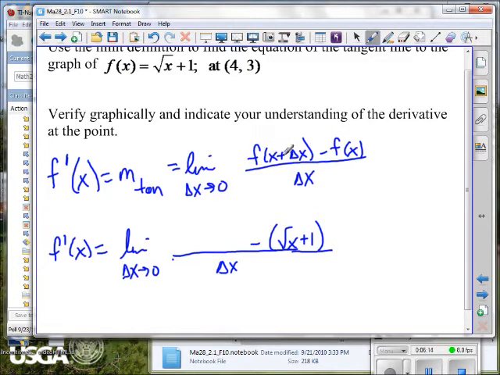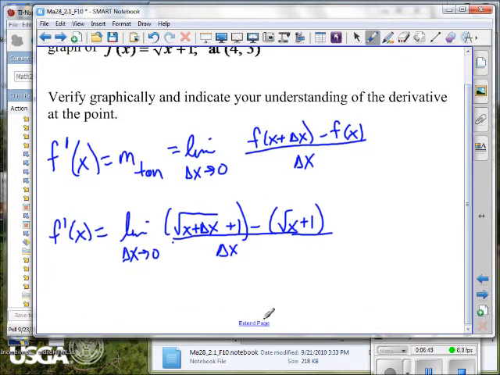Now we go back and we say, well, what do I do with f of x plus delta x? Remember, this is just the input value. And I'm going to put into this function, everywhere I see the input variable, whatever I have here. So that means I'm going to have the square root of x plus delta x plus 1. So the first step is just knowing what to do. How do you interpret f of x plus delta x? Okay.